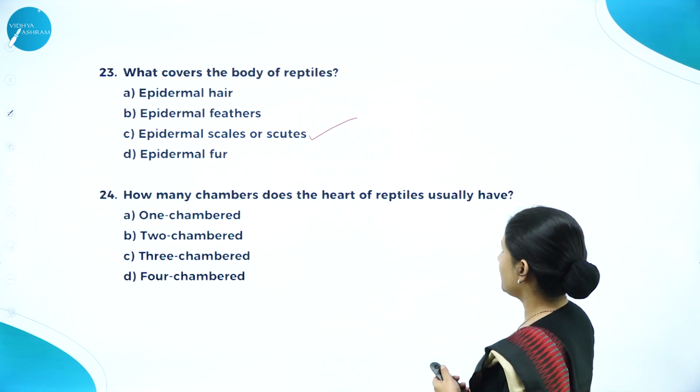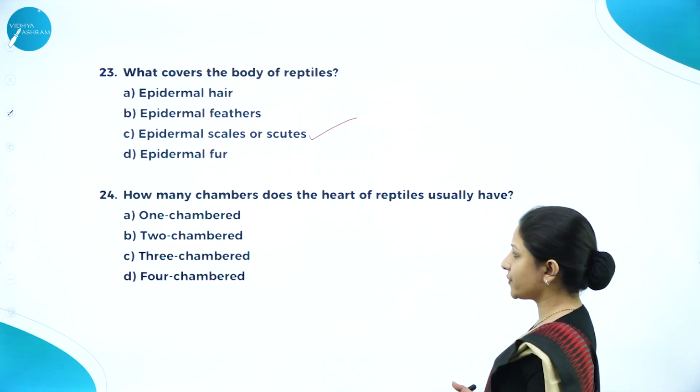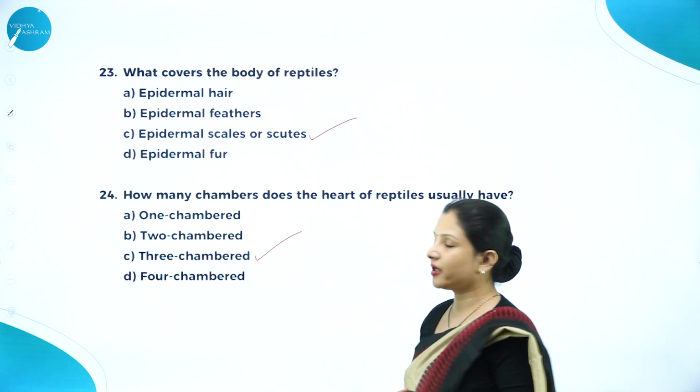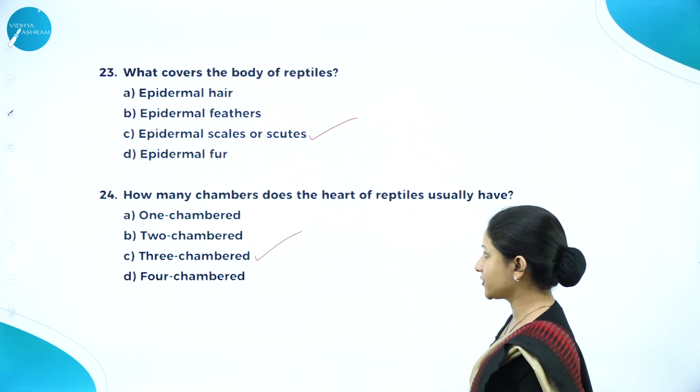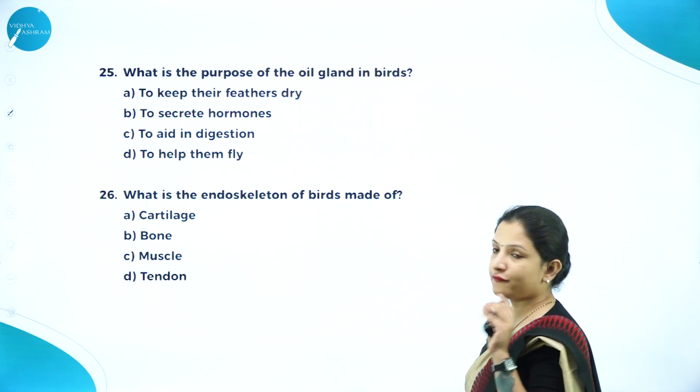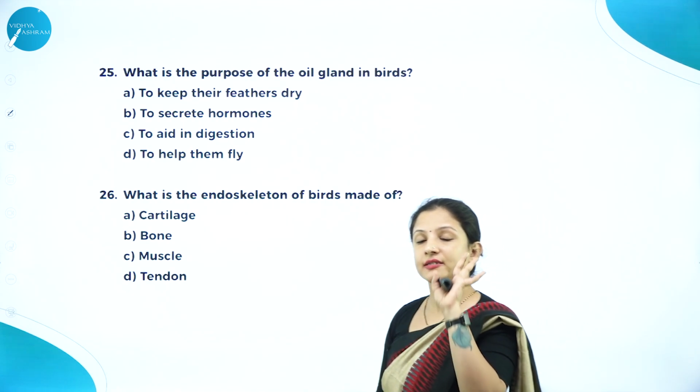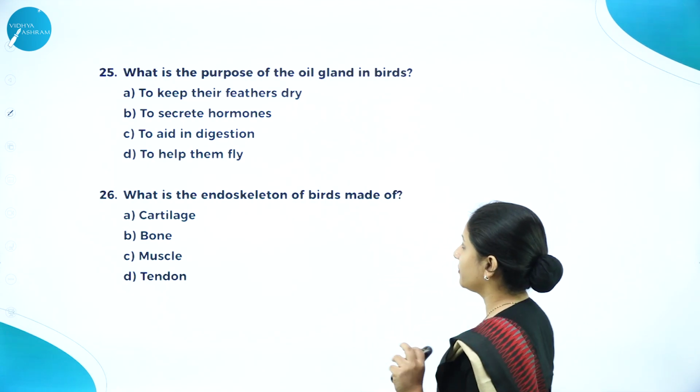Next, how many chambers does the heart of reptiles usually have? It is a three-chambered heart, wherein two auricles and one ventricle. But crocodiles have a four-chambered heart. Remember, crocodile is the only reptile that has a four-chambered heart.